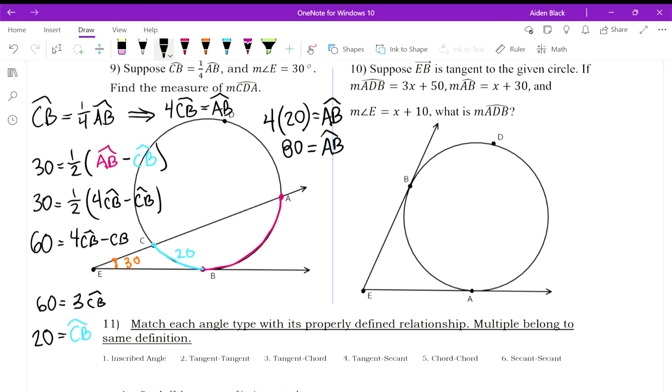And this wants us to find CDA. So to make this question even longer, we need to find CDA. Since we know that CB is 20 and AB is 80, we know that 100 degrees is already taken up. So the remainder, CDA, should be 260.